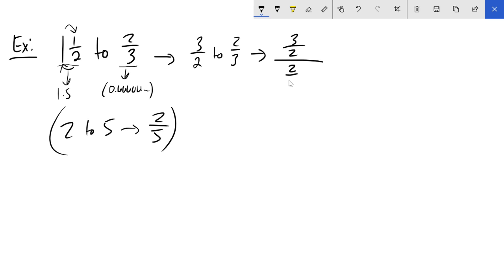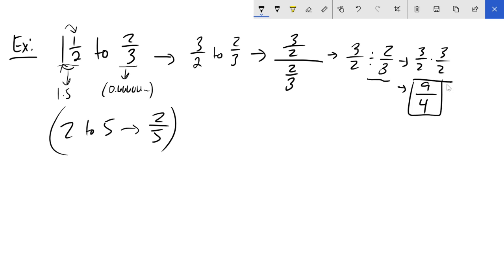This is 3/2 to 2/3. Well, what kind of fraction did we just create? We created a complex fraction, which we treat as a division problem. So this is actually 3/2 divided by 2/3. But when you go to divide fractions, what should you do? You should change it to multiplication by flipping which one? The second one, the one that comes after the division sign. So this would be 3/2 times 3/2. We flip the second one, and then what is this going to become?